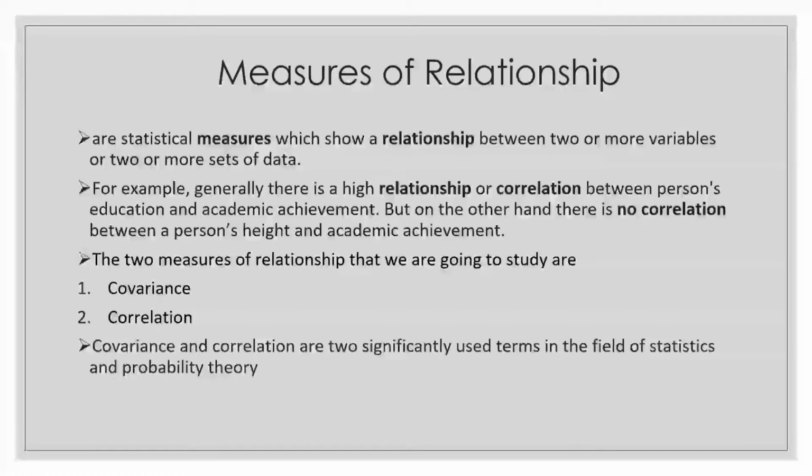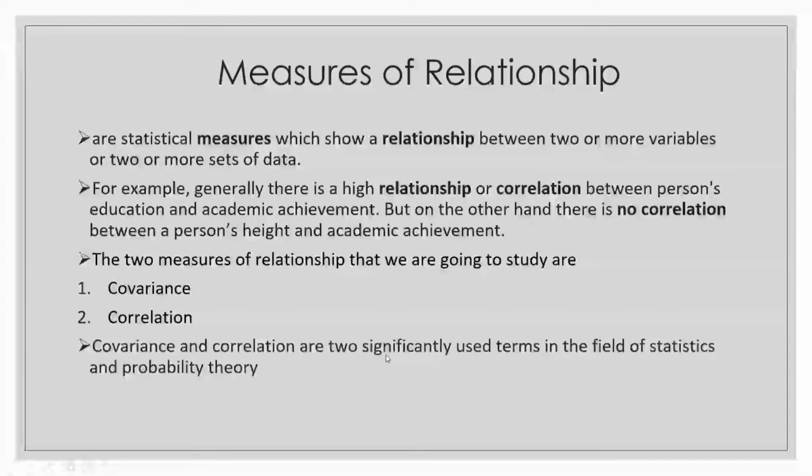I'll give you an example. Generally, there is a high relationship or correlation between a person's education and academic achievement. But on the other hand, there is no correlation between a person's height and academic achievement. So the relationship depends. There's an X factor, that is a person's education, and a Y factor, academic achievement. Both these variables show a high relationship. But when we consider the other two variables, a person's height and academic achievement, they show no correlation. The two measures of relationship that we are going to study are covariance and correlation.